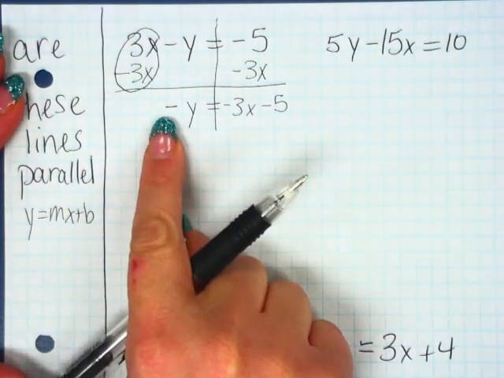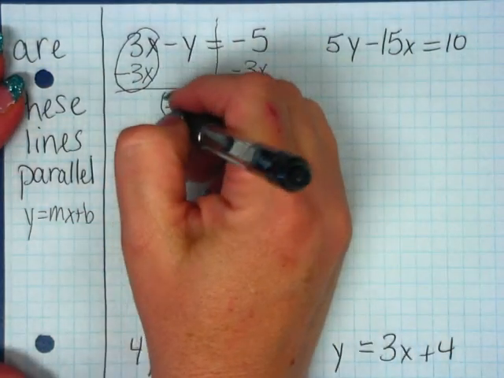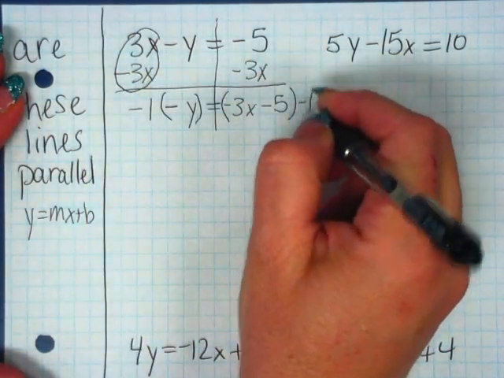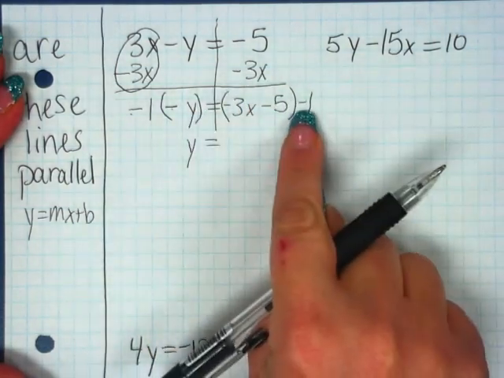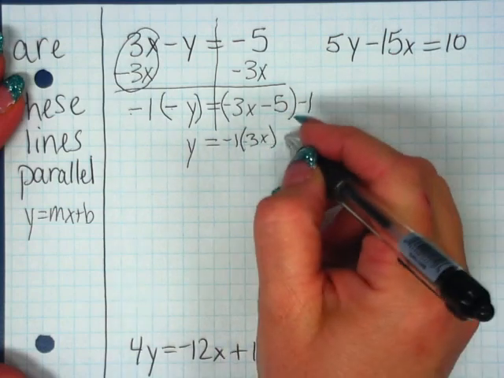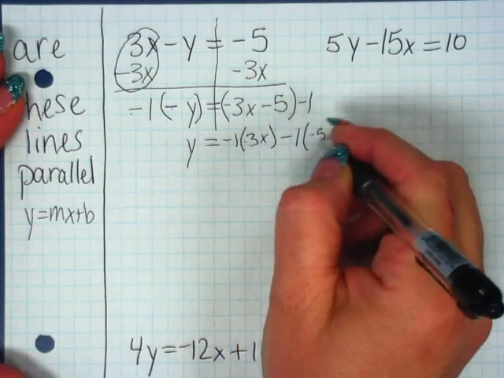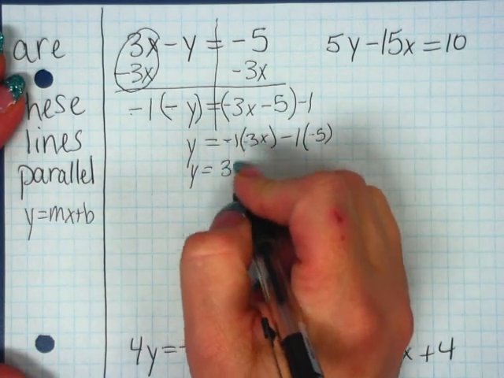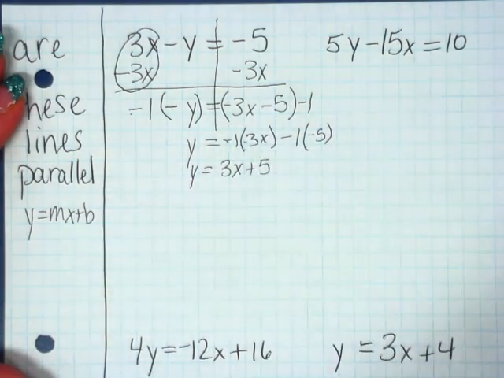Now we need to get rid of this negative because we want just y. And probably the easiest way to do that is just multiply by negative 1. Negative times a negative is a positive. y equals negative 1 times negative 3x and negative 1 times negative 5. And so y equals 3x plus 5, since a negative times a negative is a positive. So now we have that one.